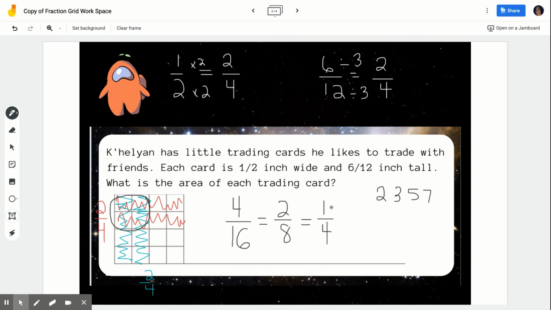I now have a 1 in my fraction, so that means I cannot divide that prime number anymore. So 1/4 is the product of 1/2 times 6/12.